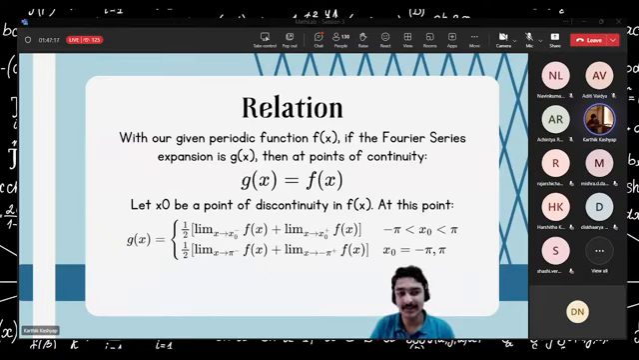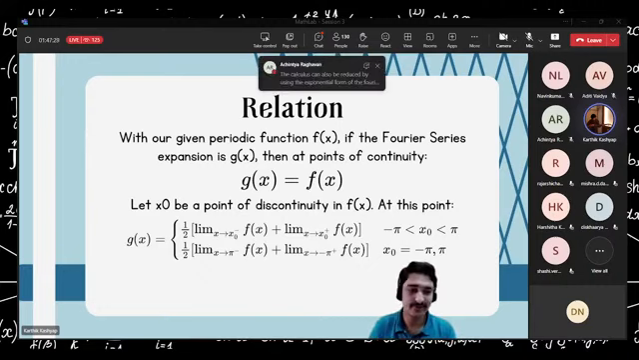When x0 is equal to either minus pi or pi, it is half of limit x tends to pi minus of f of x plus limit x tends to minus pi plus of f of x. You don't really have to do this. It's just formally writing, just to keep it in terms of between minus pi to pi only and not go beyond that.